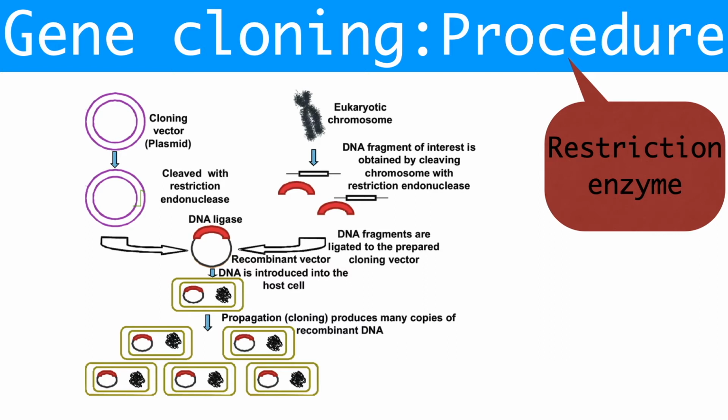Now, I would like to start with the gene cloning procedure. There are two types of gene cloning procedure. One uses restriction enzyme and the other does not use restriction enzyme. Using restriction enzyme, we follow the recombinant DNA technology.